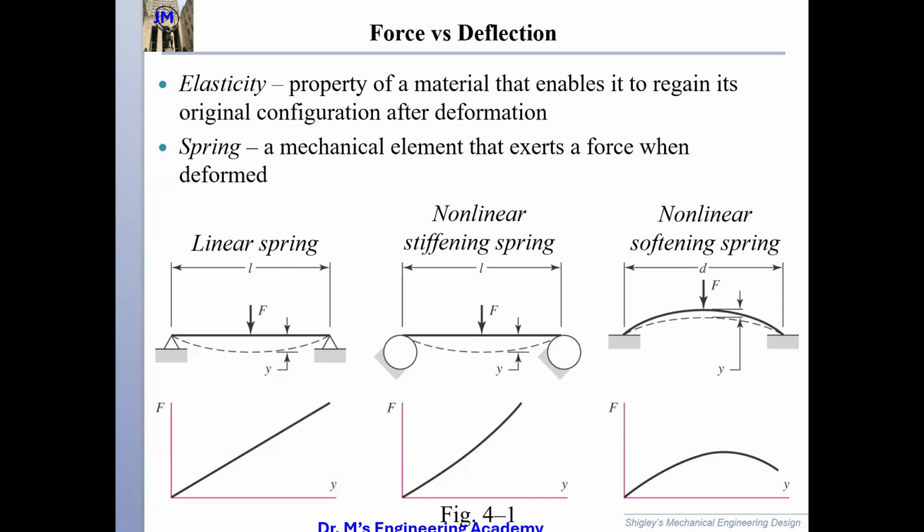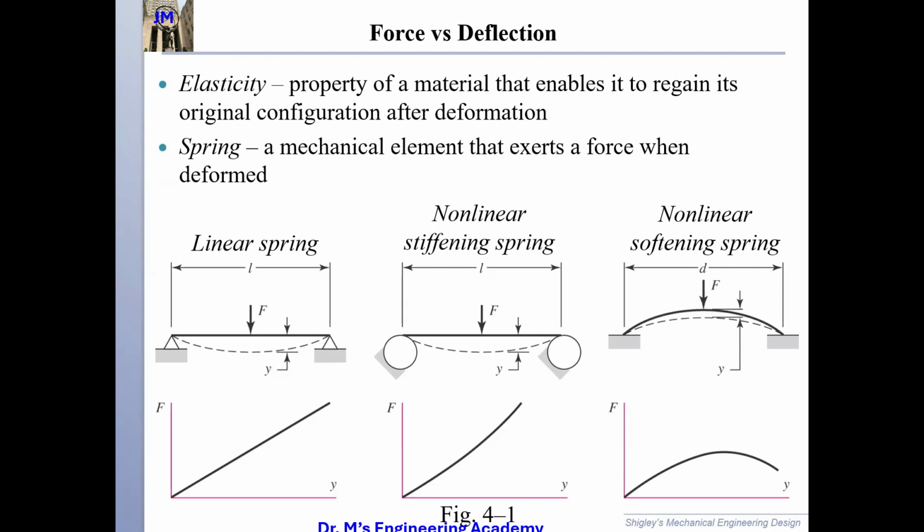So this is just a beam to illustrate. Elasticity means the property of material that enables it to regain its original configuration after deformation. After you apply the load, the structure deforms, and then you remove the load, then the structure recovers its shape and size. So this is elasticity.